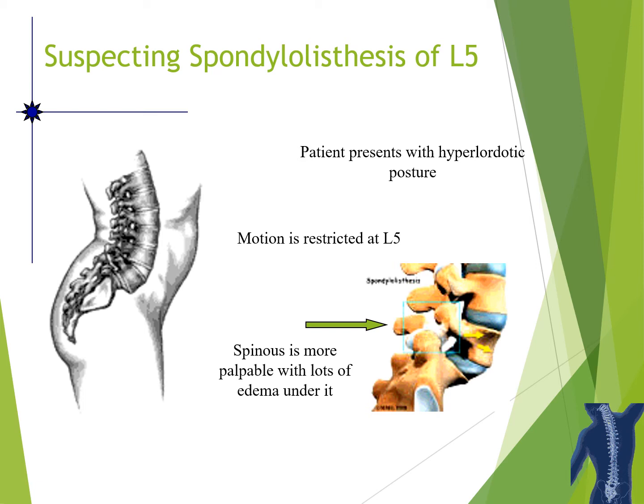So you can do motion palpation on your patient, put them into extension, and then you feel the L5 spinous process want to push back against your finger. Normally it would kind of dip away, but it can actually push back against your finger. That's another indication of suspecting a spondylo at that vertebrae. And as it says here, you could palpate the spinous better or easier because it's migrated posteriorly. And also there might be a lot of edema either above or below it or both.